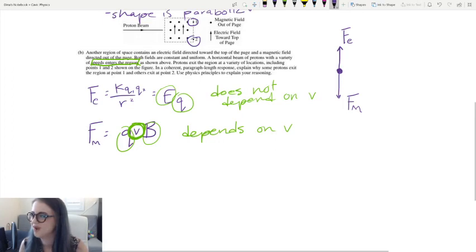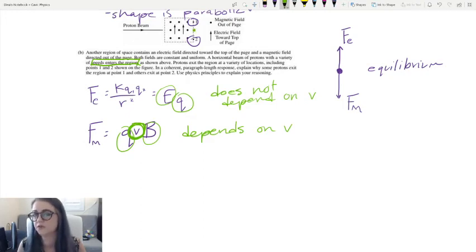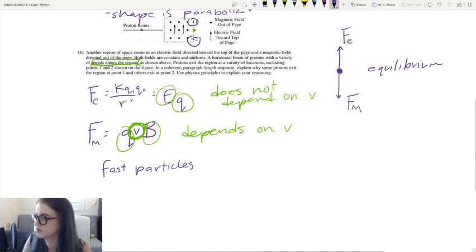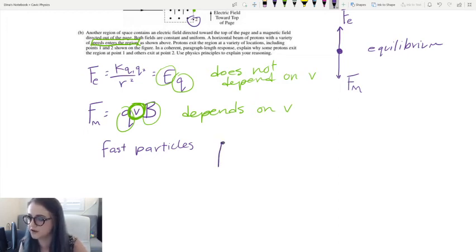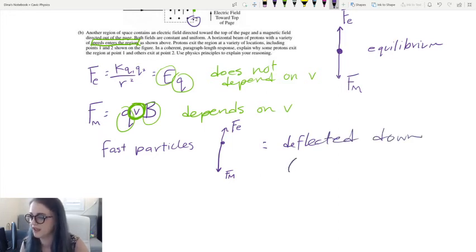So what that means is, if you have a particle whose speed is at some kind of perfect balance, you're going to end up with equilibrium. And your particles for equilibrium would exit right here, straight through, because there's no net force acting on them. Fast particles above some speed that we can't really measure without having numbers, are going to experience a larger magnetic force. So fast particles are going to have a larger magnetic force than electric force, and they're going to be deflected down, aka at point 2 or below, something below my green dot there in the middle. So our faster particles are going to be deflected at 2.